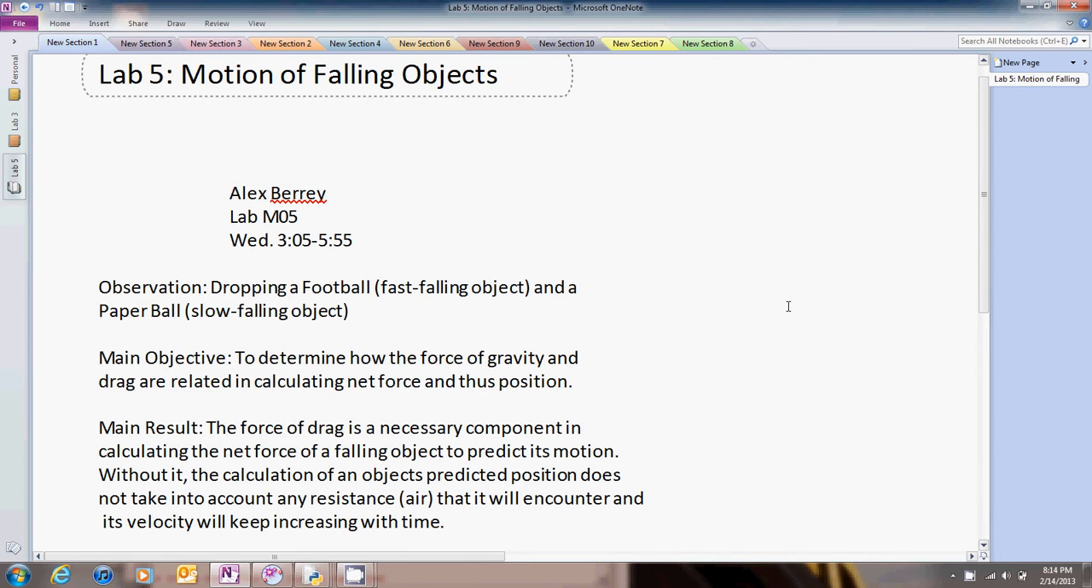I'm Alex Bray, and this is Lab 5, Motion of Falling Objects. I'm in Lab Section MO5. I observed a football, which is my fast-falling object, and a paper ball, which is my slow-falling object.